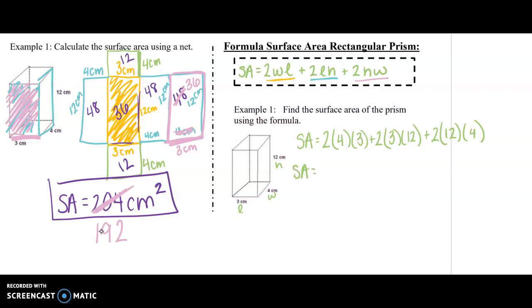The surface area would be 2 times 4 is 8, 8 times 3 is 24, 2 times 3 is 6, 6 times 12 is 72, 2 times 12 is 24, 24 times 4 is 96. So add those all up, and you get 192 centimeters squared. And you should, because it should be the same exact thing for both of those if I didn't make the mistake in the beginning. So obviously you can see the formula is the much easier way to go. It's a lot less error, as you can see the error that I clearly made.